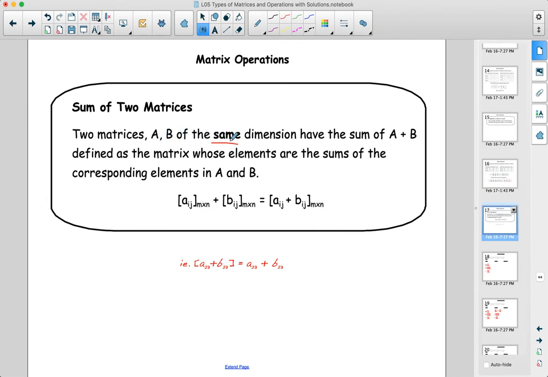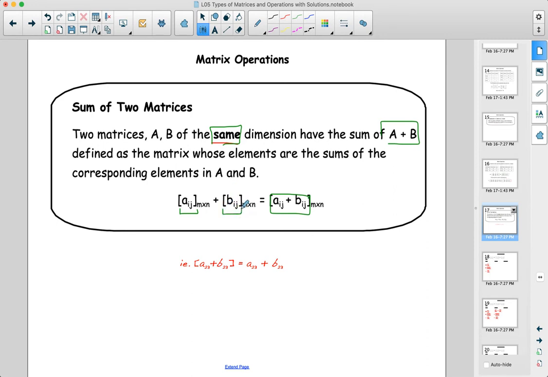So first of all, you can only add matrices if they have the same dimension. If they don't have the same dimension, you cannot add them. So how will you find A plus B? It's defined as the matrix whose elements are the sum of corresponding elements. So we take Aij, we take Bij. So this is the element in the sum matrix. How do we find it? We find it by adding the element from matrix A that corresponds to the element in matrix B.